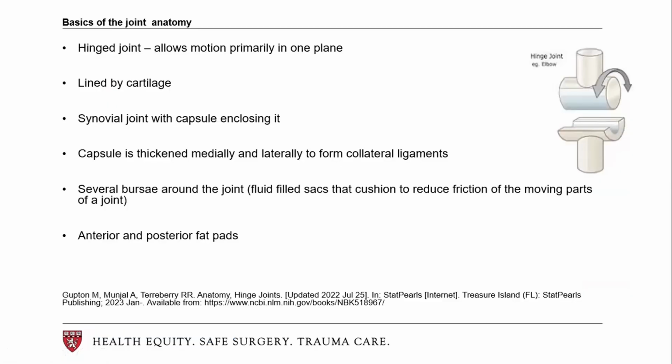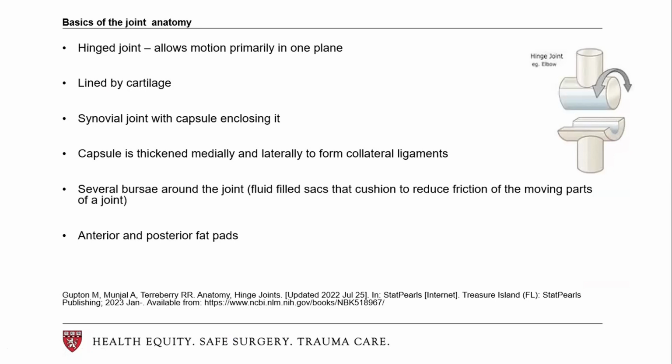The basics of the elbow joint in general: the elbow joint is a hinge joint, which means it allows motion primarily in one plane. It's lined by hyaline cartilage. It's a synovial joint with a capsule enclosing it. And the capsule is thickened medially and laterally to form the collateral ligaments.